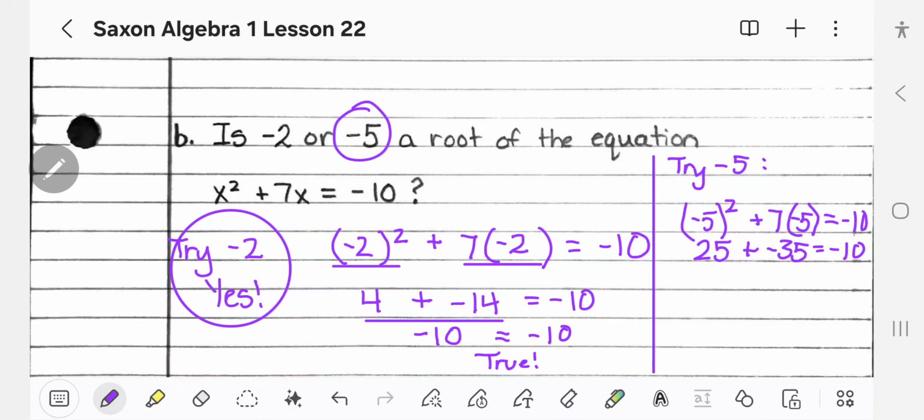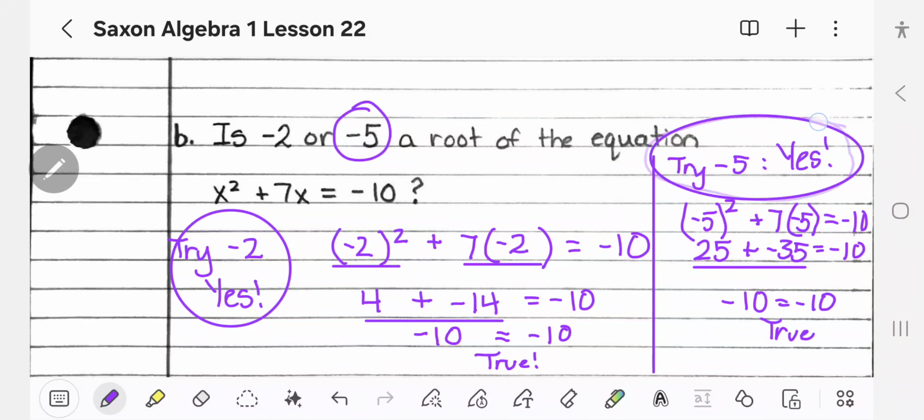Does that equal negative 10? Well, these two are different signs, so we're going to subtract them and get 10. We take the sign of the one with the largest absolute value, which is 35, and it's negative. And we get a true statement. So that means negative 5 is also a root. So we're going to say yes, and that's our answer.